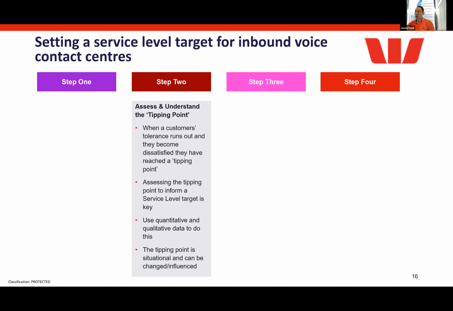And what you're looking to do is tag the actual wait time that those customers experienced that drove them to either make that verbatim, provide that customer satisfaction survey result, etc. And then you start to build up a statistical model of where that tipping point might look.